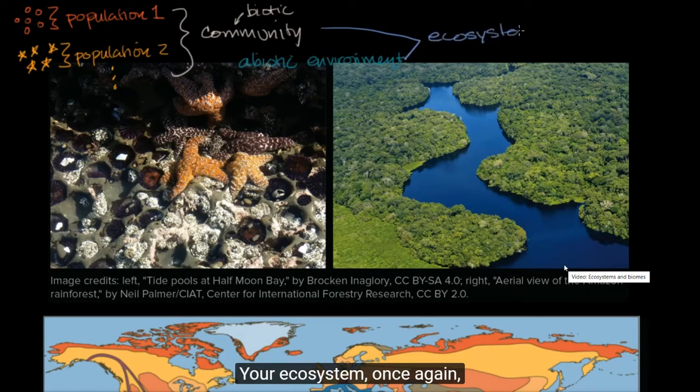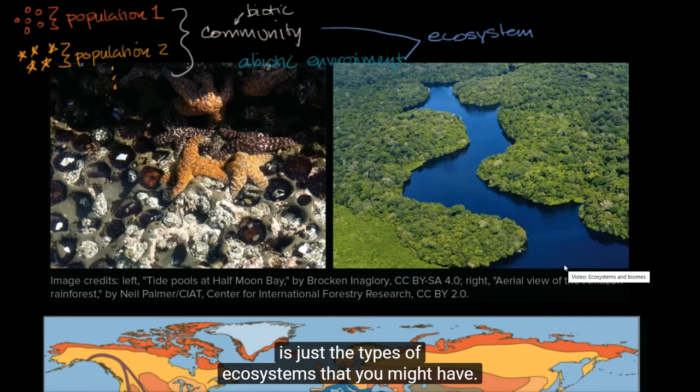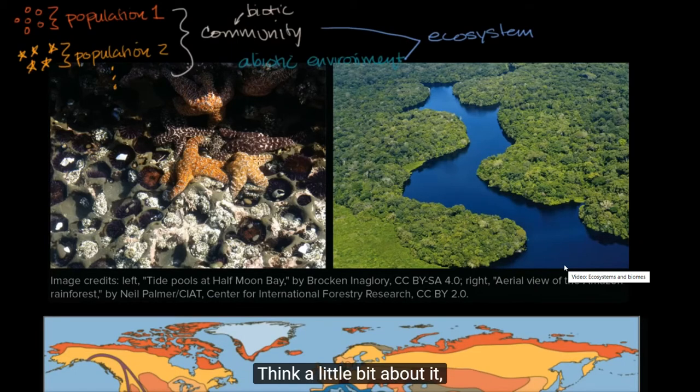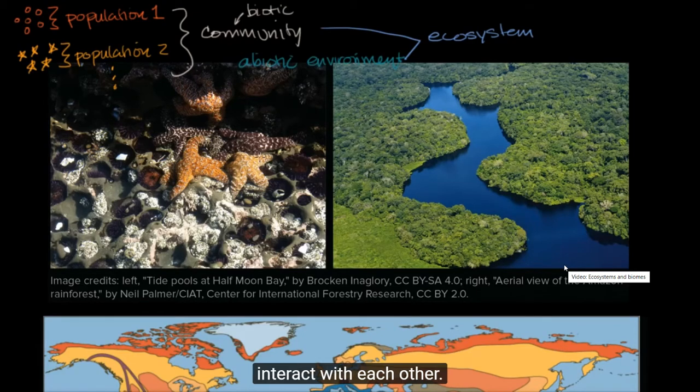Your ecosystem, once again, it could be a very small region, it could be a very large region, but it's made up of all the living things, the biotic factors, and the non-living things, the abiotic factors. Now, what we're going to think about in this video is just the types of ecosystems that you might have. Think a little bit about it. And also begin to think about how the different factors interact with each other.